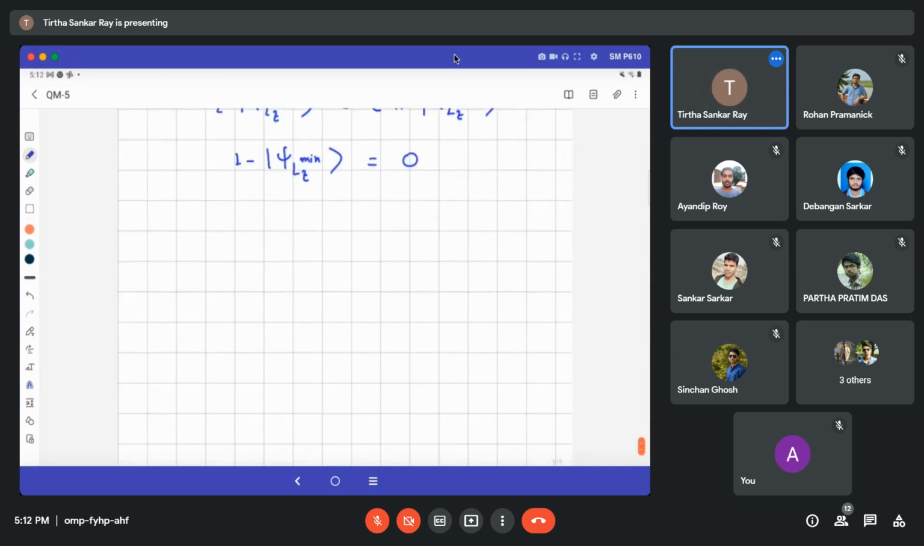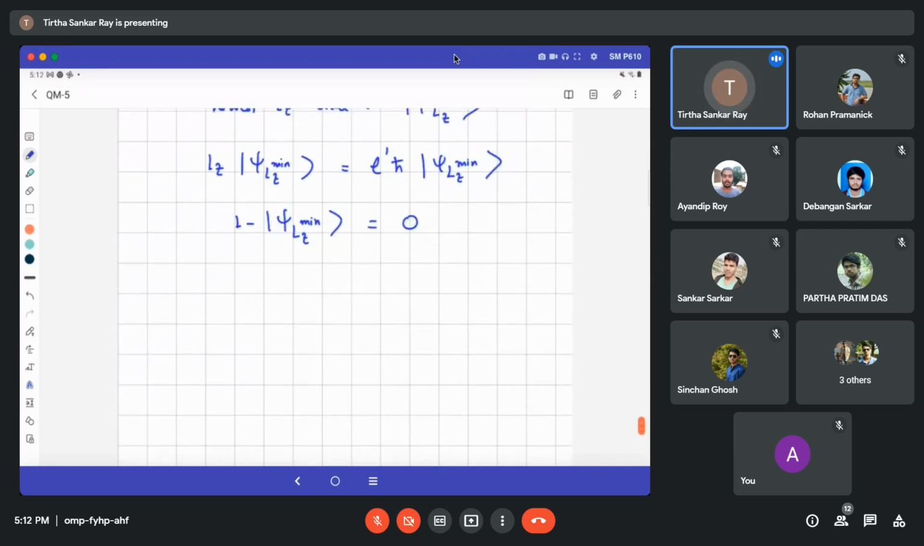Okay, so now with this understanding, we can play the same game as before. Like before, we can ask what is the L square value of the state Lz mean. To do that, you first write down L square in terms of the other combination, which is L plus L minus plus Lz square minus h cross Lz.